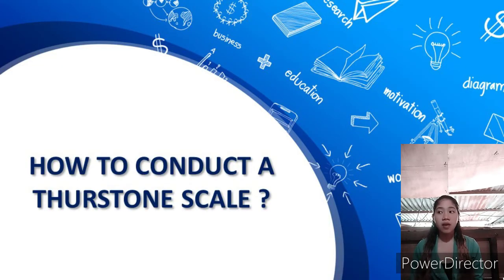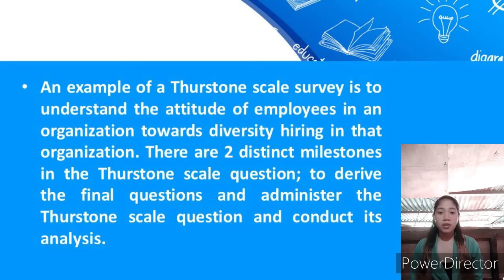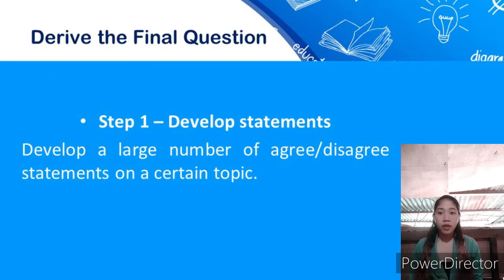You're wondering how to conduct a Thurstone scale with an example. An example of a Thurstone scale survey is to understand the attitude of employees in an organization towards diversity hiring in that organization. There are two distinct milestones in the Thurstone scale questions. The first one is to derive the final questions, and the second one is to administer the Thurstone scale questions and conduct its analysis. In deriving the final questions, there are five distinctive steps.